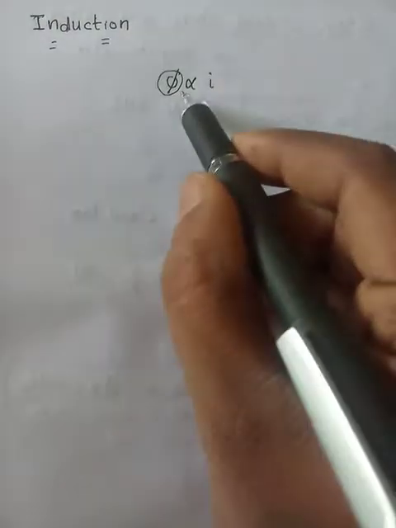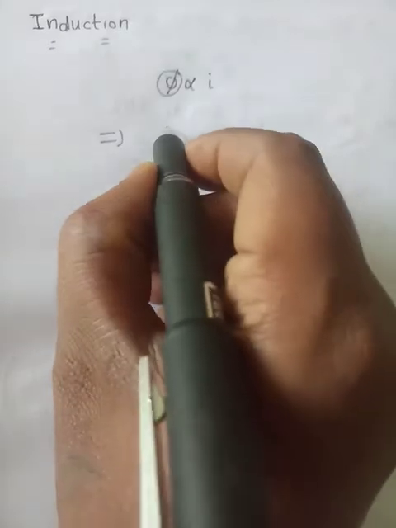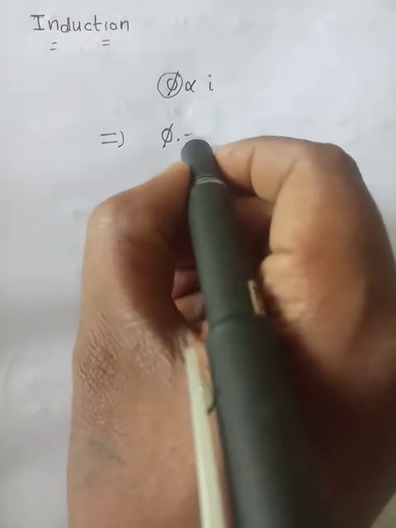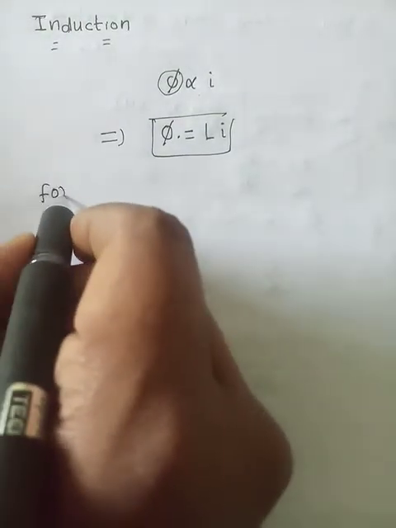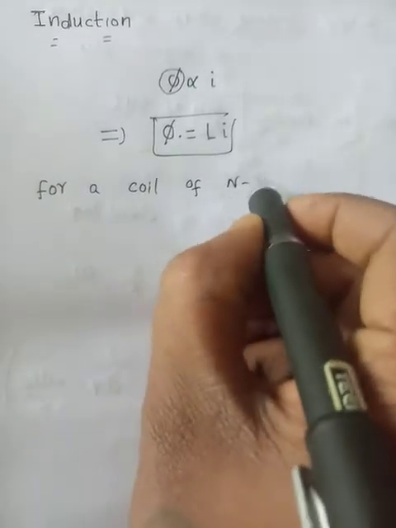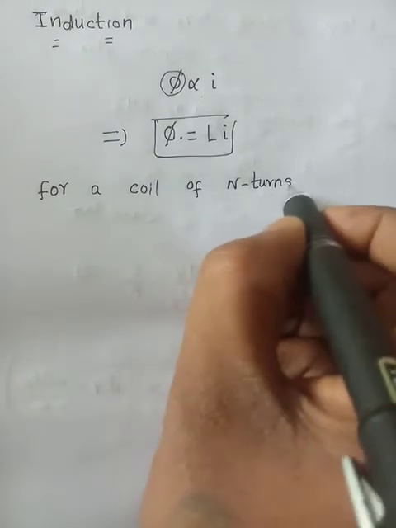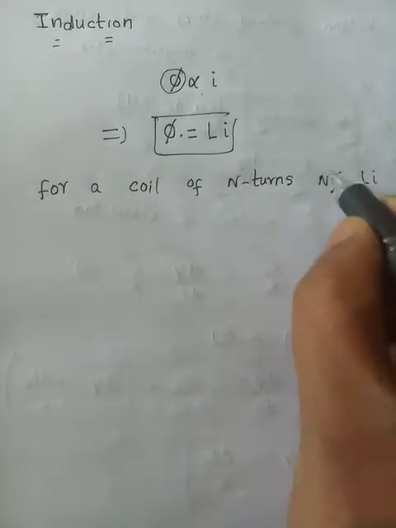And induction is not represented by this one. What is this one? Magnetic flux linked with the coil is directly proportional to I. That implies phi is equal to L into I. For a coil of N turns, N phi is equal to what? L I.